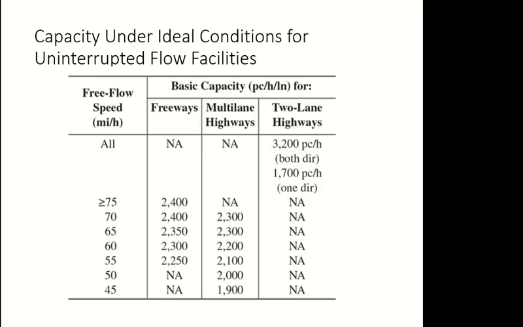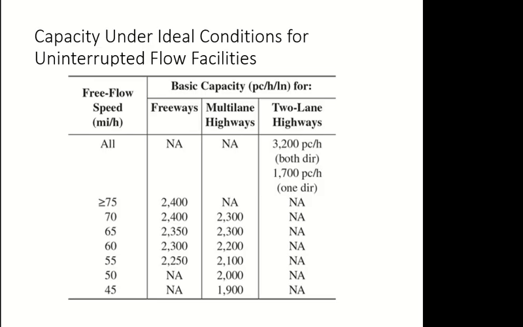Now all these values which you see in this table are in passenger cars per hour. PC means passenger cars. If you look at a two-lane highway, capacity is fixed. Capacity for the full road, both lanes, is 3200 per hour, and one direction will have 1700. Now if one direction can have 1700, and I add the other lane, which is also one lane, 1700 plus 1700 I would get 3400. But here the total is given as 3200.